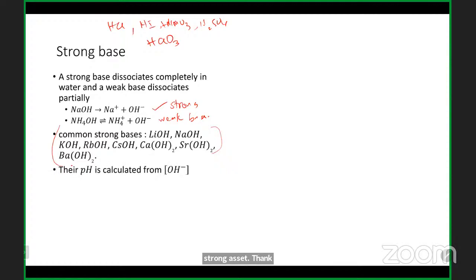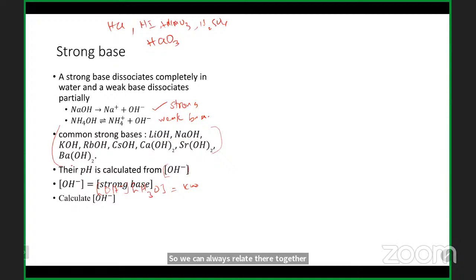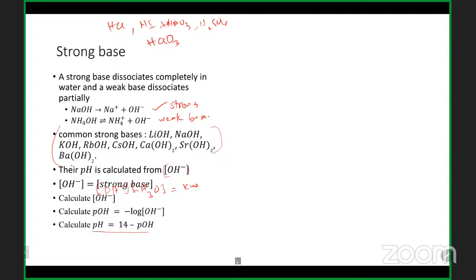To calculate the pH of a basic solution, first thing is to calculate the OH minus concentration. We can relate OH minus and H3O plus. We remember that their product is Kw, so we can always relate them together. And once we calculate OH minus, we get pOH, and then we get pH, which equals to this.